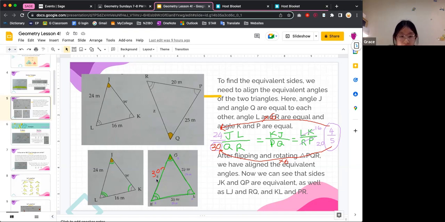Now we can also see that PQ is 25. And so we know that this fraction must be equal to 4/5, right? So anyone want to have a go at working out what KJ would be? So this one here.